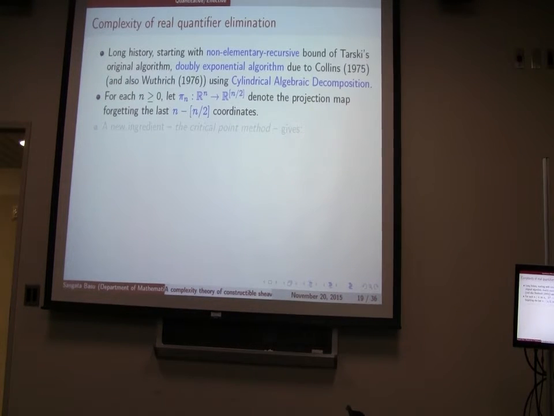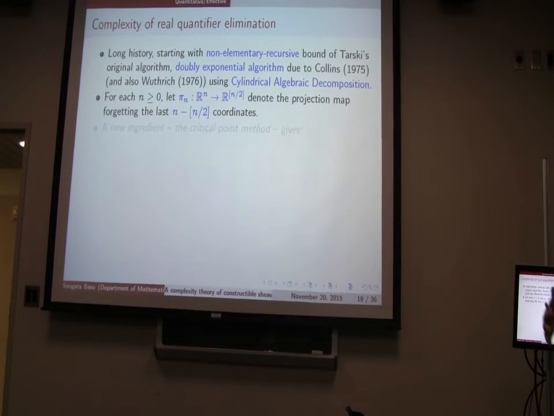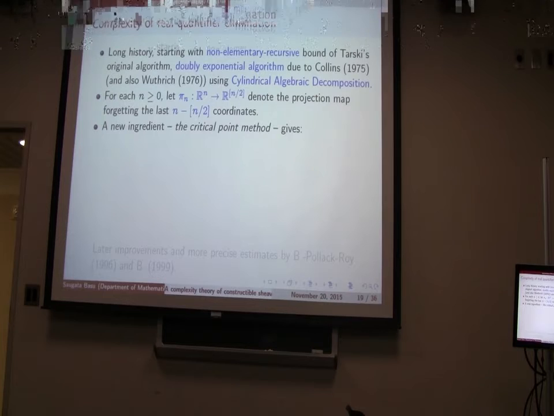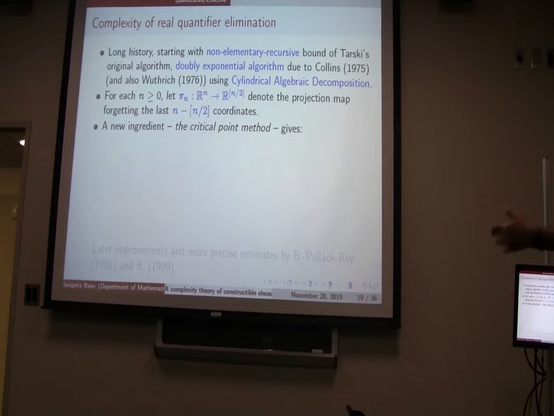But the number of polynomials and their degrees that enter into this description would be bounded by something like (sd)^(2^(c·n)) for some constant c. So when we say doubly exponential, that's the kind of exponential. But then we can do better. We can do singly exponential, reducing this constant to here. And there's a new ingredient which comes from a Morse-theoretic idea, so we call it the critical point method.